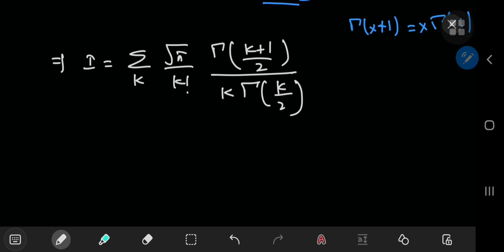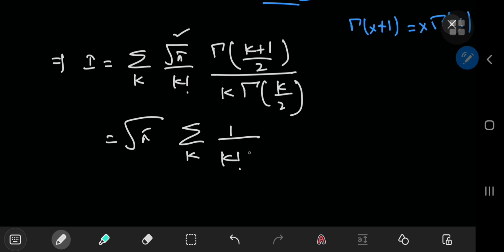But gamma functions have really fun properties, which is why I love working with them as well. So let me just take this constant term, square root pi, outside the sum, the infinite sum over k, and you have 1 by k factorial times this k term as well, multiplied by gamma of k plus 1 by 2, which is going to be quite interesting for us later.